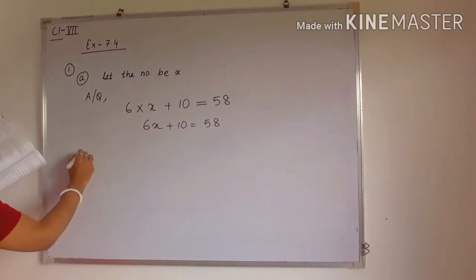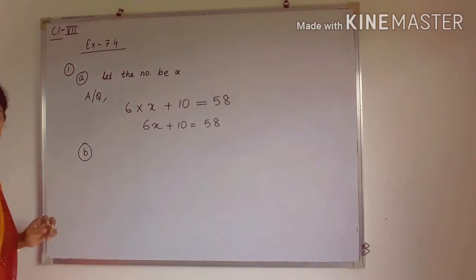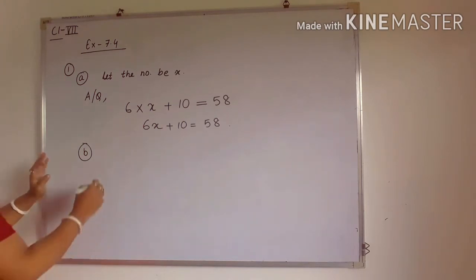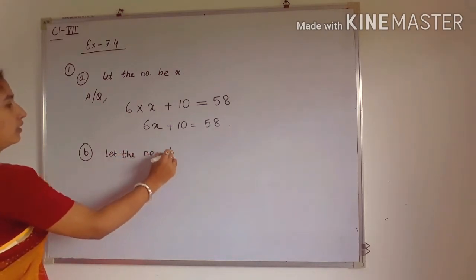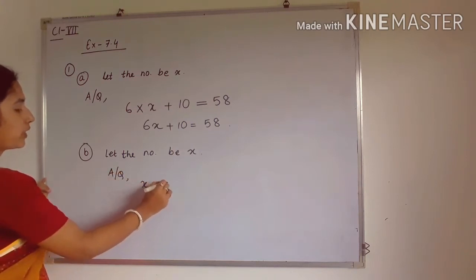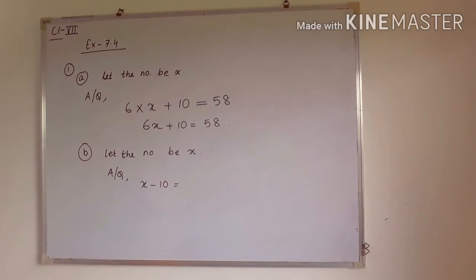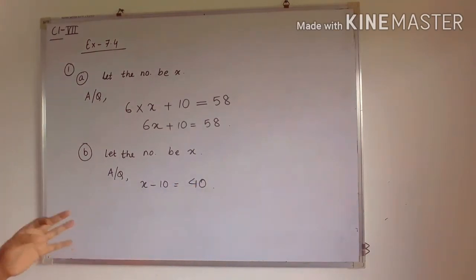Similarly, come to the next question. Next is number B: a number decreased by 10 is 40. That means we are taking a number and decreasing it by 10, and the answer we got is 40. So let the number be x. According to the question, x is decreased by 10, so we have to subtract 10 from it and we will get 40. So x minus 10 is equal to 40 is the required equation.